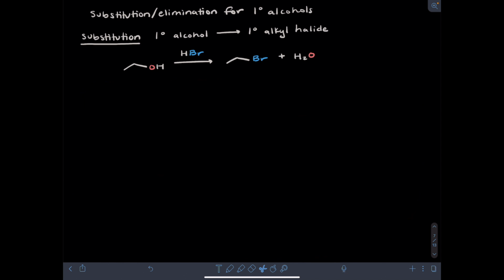A substitution reaction for a primary alcohol would convert it into a primary alkyl halide. One example of this is treatment of an alcohol with HBr. In the product, you have a new alkyl bromide, and water has been formed. The first step of the mechanism is a proton transfer. The oxygen is going to act as the base to deprotonate HBr. I show the two curved arrows of that proton transfer step.